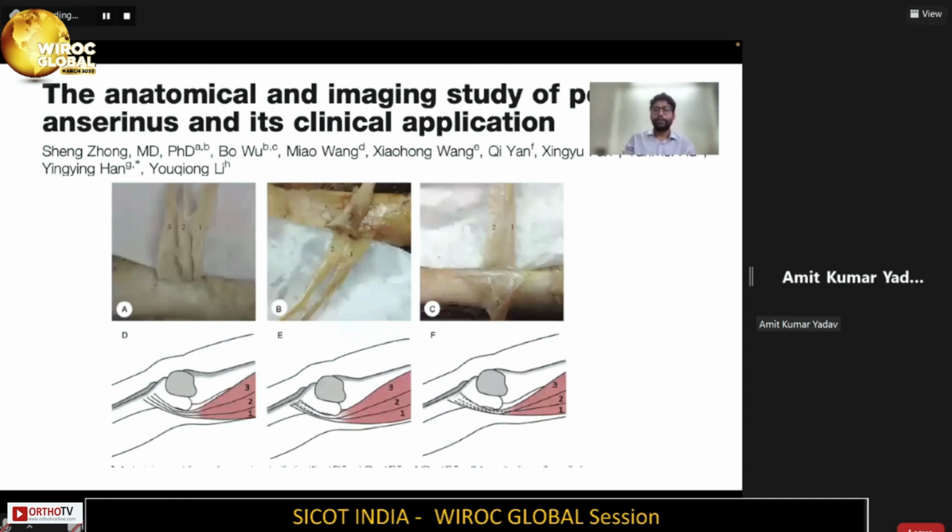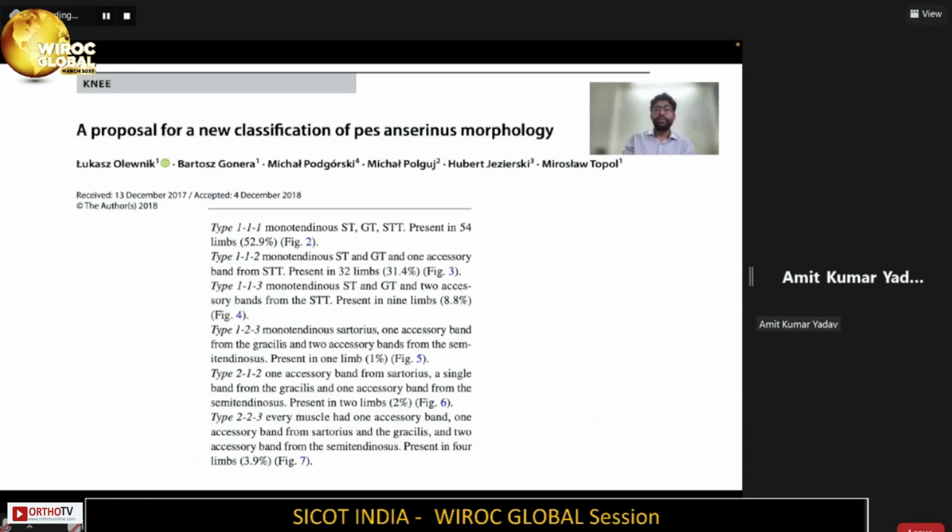There are three types of pes. In type 1, the sartorius does not cover the gracilis and semitendinosus. In type 2, the sartorius covers the gracilis but partly covers the semitendinosus. In type 3, the sartorius completely covers the gracilis and semitendinosus. There is a new classification of pes morphology in which they describe 6 types of pes depending on the accessory bands of the pes structure. Type 1 is most common, which contains the monotendinous parts of sartorius, gracilis, and semitendinosus.